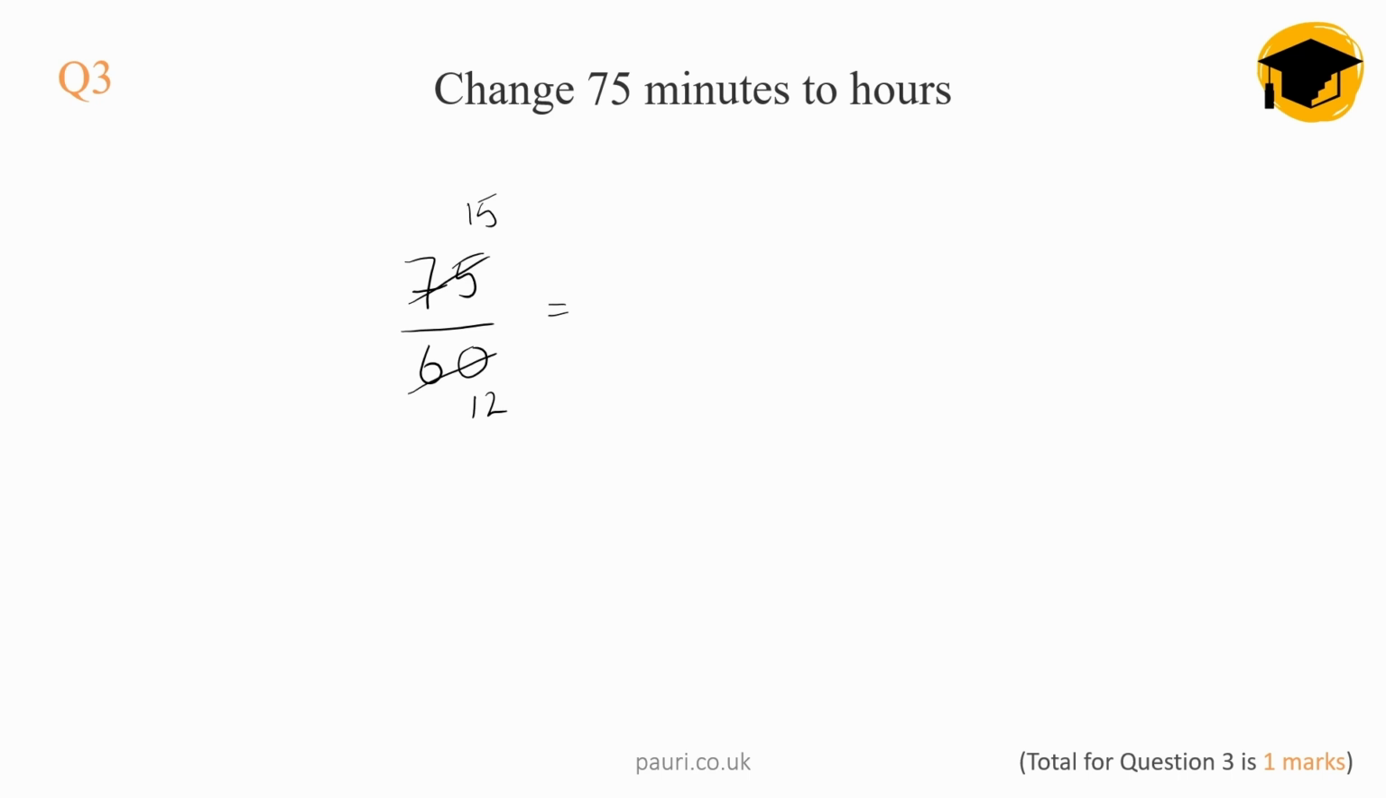We can simplify that further. 3 goes into both. How many 3s into 12? 4 times. How many 3s into 15? 5 times. My answer is 5 over 4 hours. And we can leave our answer as a fraction. You can convert it to decimal if you like.